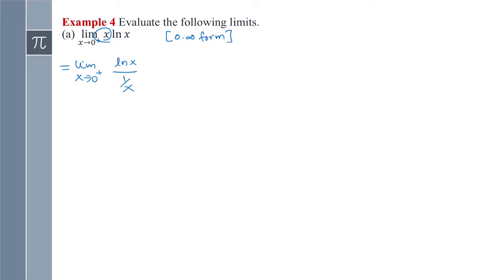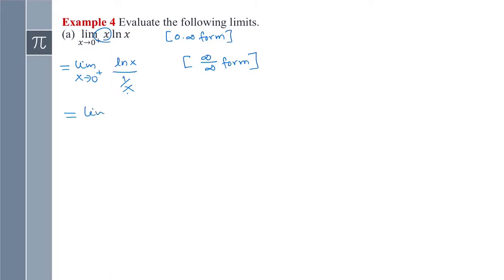Now if you look over here, as x approaches 0, natural log of x is infinity, divided by 1 divided by a number which is close to 0, which means a really small number. Any finite number divided by a really small positive number is infinity. So we have infinity over infinity form. That means now we can use L'Hopital's rule.